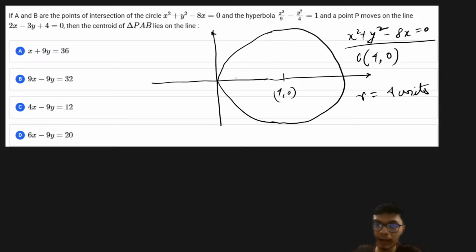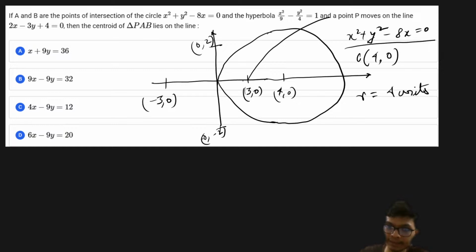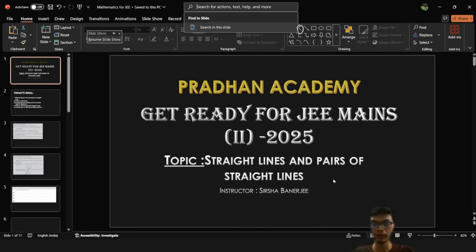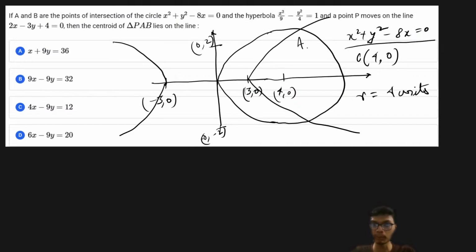And we have a hyperbola. The hyperbola intersects the x-axis at 3 comma 0, that is basically the vertex of the hyperbola. Minus 3 comma 0 and 3 comma 0 are the vertices of the hyperbola, and the imaginary points are basically 0 comma 2 and 0 comma minus 2. Now if you try to draw the hyperbola, it will be like this. I'm drawing one of the branches, because it is said that A and B are the two intersection points. So this is going to be point A and this is going to be point B.